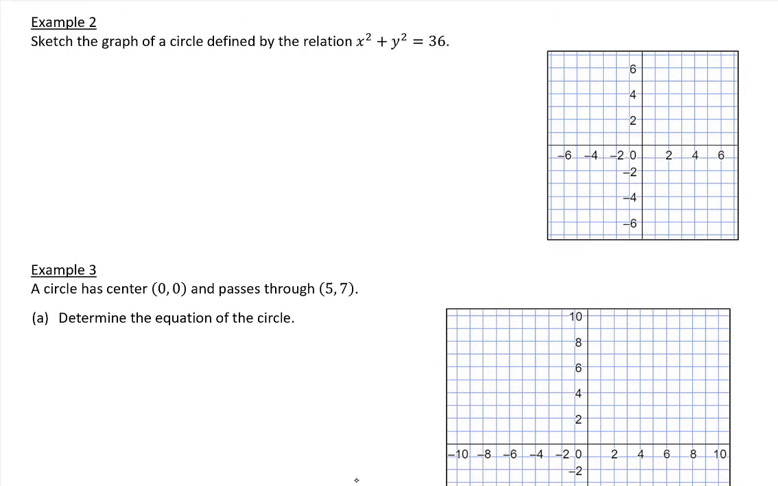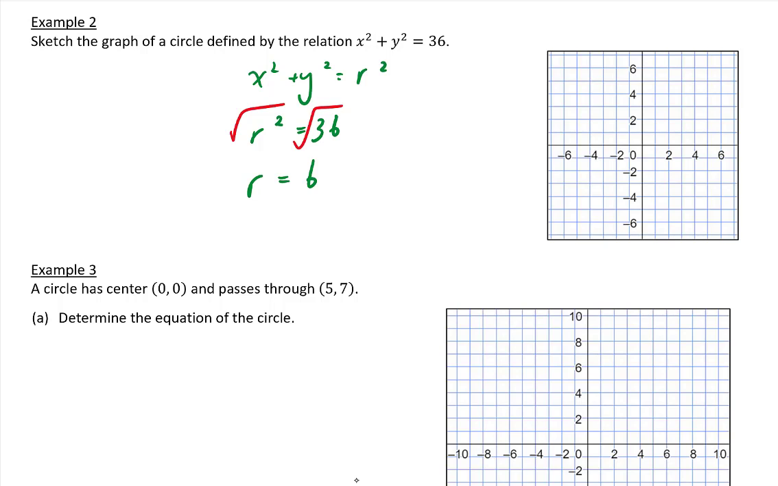Example 2. Sketch the graph of a circle defined by the following equation. X squared plus y squared equals 36. Remember at the top we said that x squared plus y squared equals the radius squared. So that 36 is the radius squared. So if I want the radius, I'm going to square root both sides, and this tells me that the radius of this circle is 6.